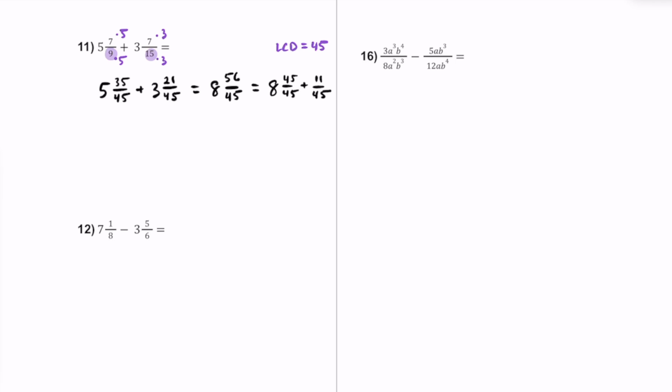I just broke up this 56 into 45 plus 11. Keep in mind this 45 over 45 is just 1, so 1 plus 8 is going to be 9. So we can really say this is going to be 9 and 11/45ths. This would be our final answer.